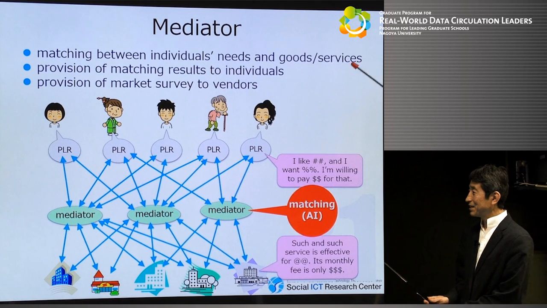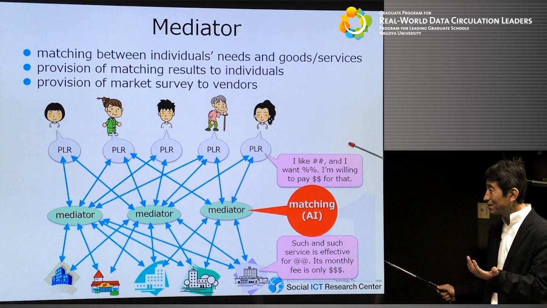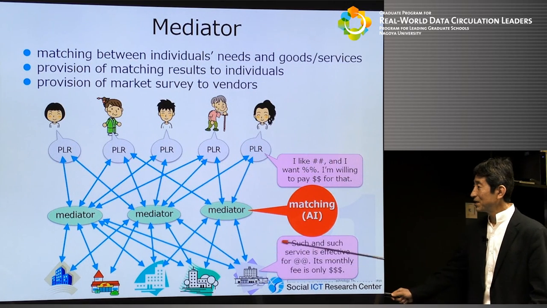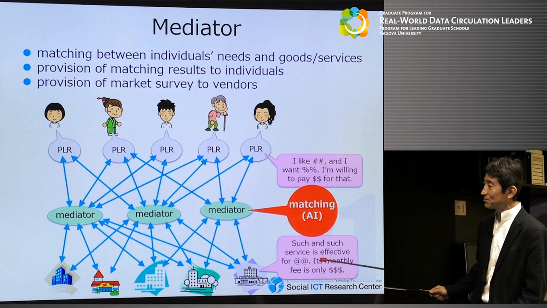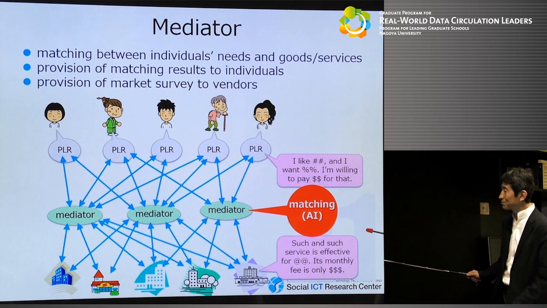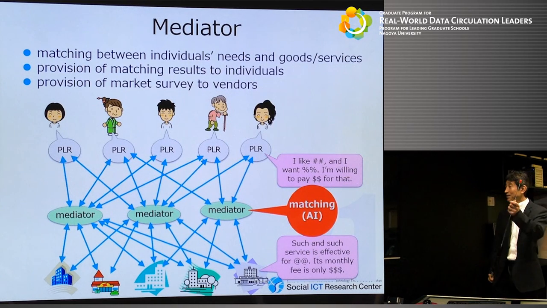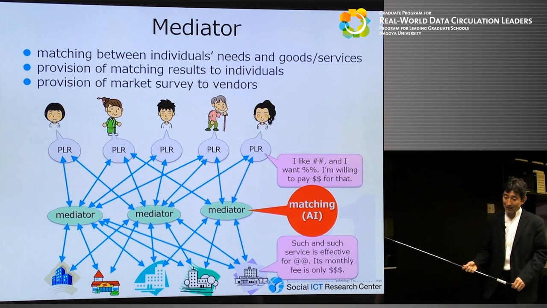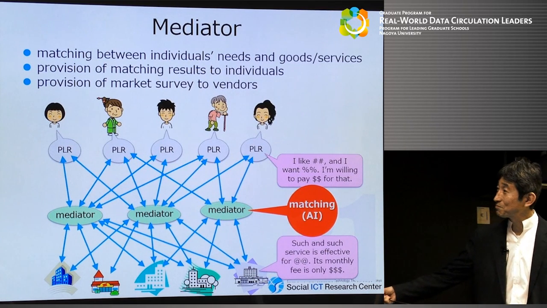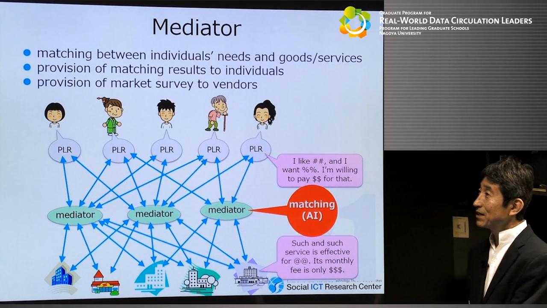And the mediator collects these pieces of information, these requests for proposals from the individual people, and also these pieces of information about the products and services from the vendors, and matches between them, of course automatically rather than manually, because there are so many of them. So this automatic matching would be possible by using some kind of artificial intelligence technology. And the results would be provided to both the individuals and vendors.